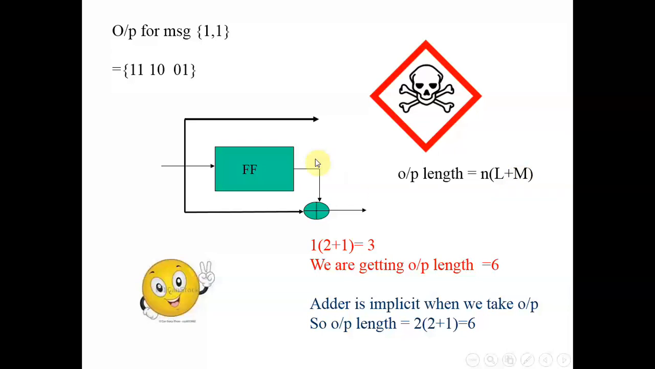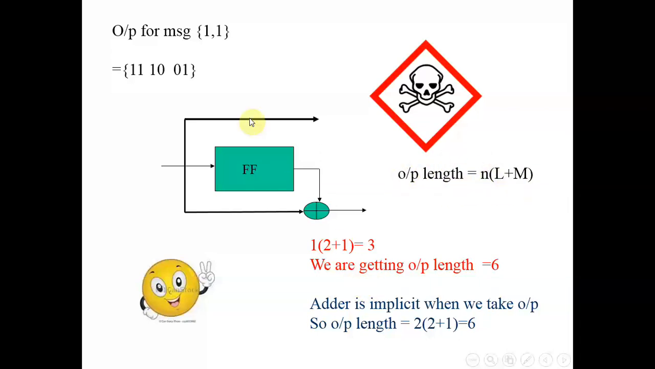So if you refer to this case, your number of flip-flops is 1, so M is 1. L is actually length of message, which is 1 1, original length, which is 2, so 2 plus 1, and your adder is 1 in this case, so it is actually 3, and we are getting output length 6. So is there something wrong in the equation? Right? So absolutely no, your doubt is valid.